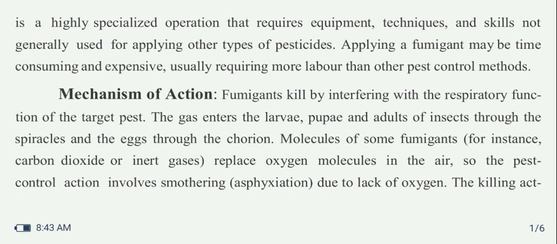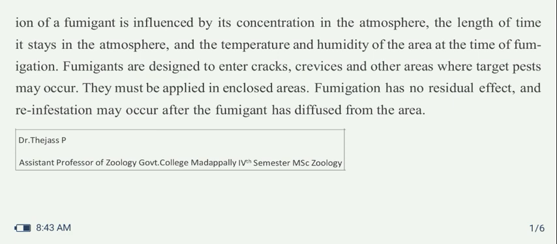Mechanism of action: fumigants kill by interfering with the respiratory function of the target pest. The gas enters the larvae, pupae, and adults of insects through the spiracles, and eggs through the chorion. Molecules of some fumigants, for instance carbon dioxide and inert gases, replace oxygen molecules in the air so that pest control action involves smothering or asphyxiation due to lack of oxygen. The killing action of a fumigant is influenced by its concentration in the atmosphere, the length of time it stays in the atmosphere, and the temperature and humidity of the area at the time of fumigation.